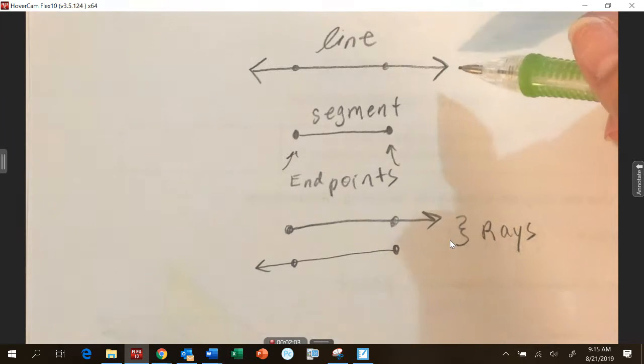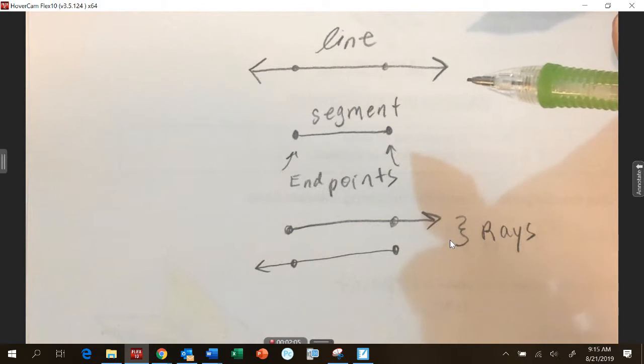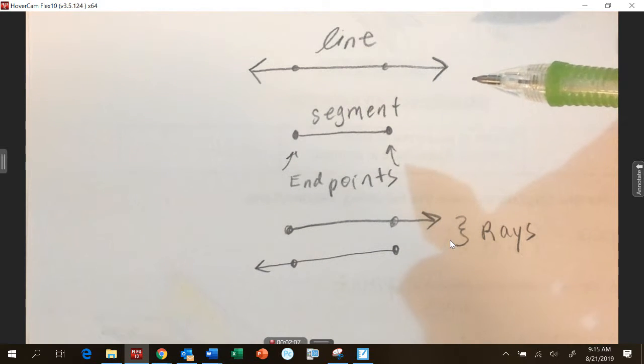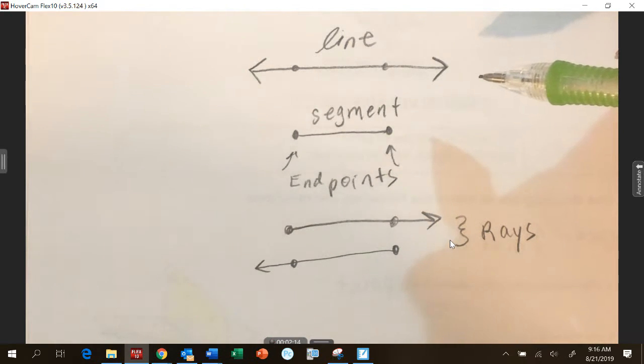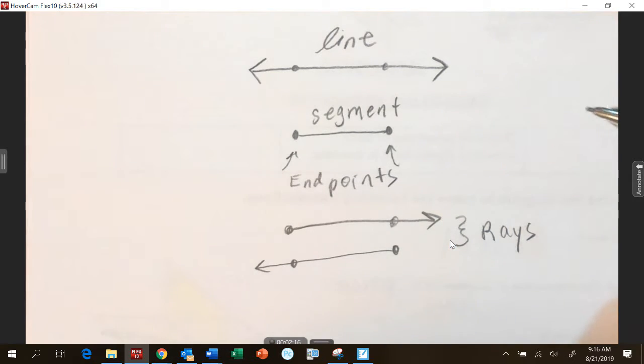Real life example. Can anybody give me a real life example of a line, that seems like it goes on forever, doesn't have to go on forever, but kind of? Okay, I'm going to give you one, and then you give me a different one. A road. Like a highway. Kind of seems like it goes on forever, right?